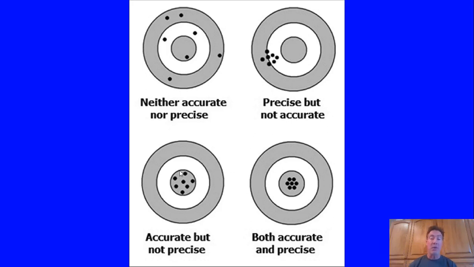Here's something that's accurate, but not very precise. They're all in the bullseye, but they're not very close to each other. At least not relative to something like this or here. This would be the ideal, where your measurements or your arrow shots are both accurate, they're in the bullseye, and precise, they're all very tightly grouped together.